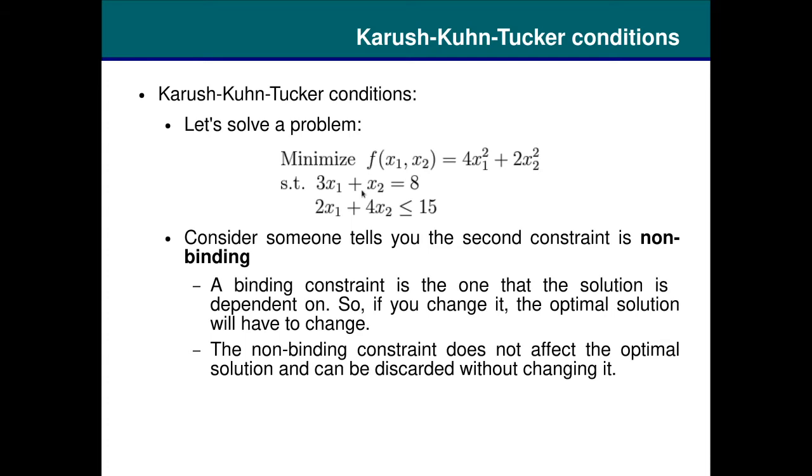Consider a problem. Let's solve this minimization problem. This is my optimization function: x1 squared plus 2x2 squared. x1 and x2 are my input variables for my problem, as you can see here. And my constraints are 3x1 plus x2 must be equal to 8, and 2x1 plus 4x2 must be smaller than or equal to 15.